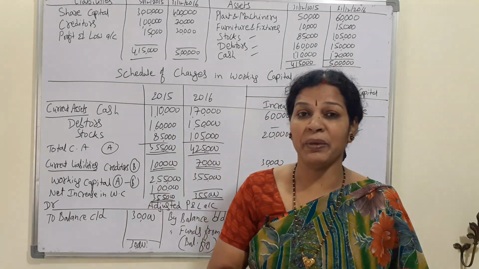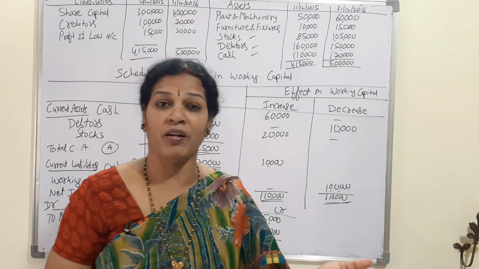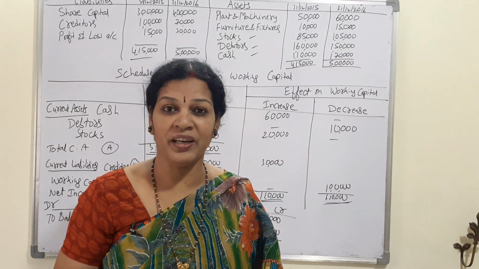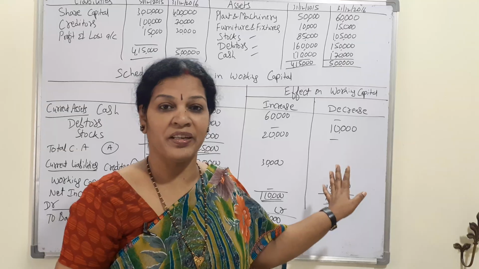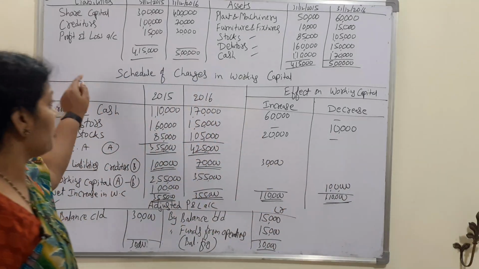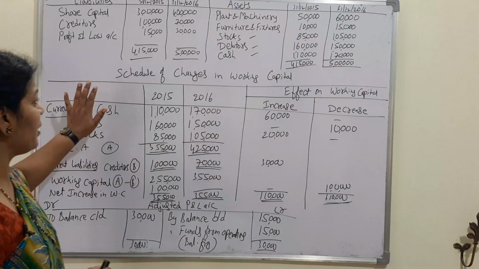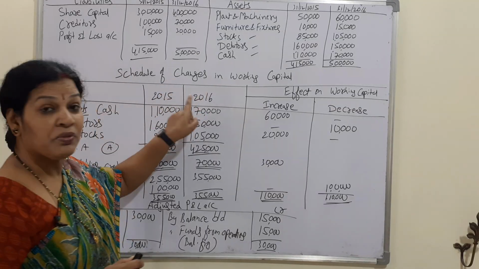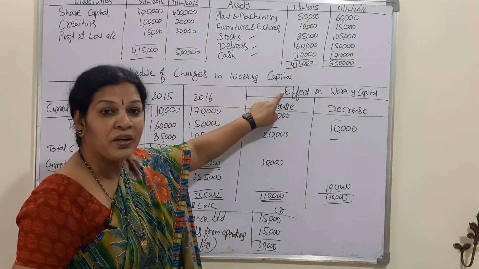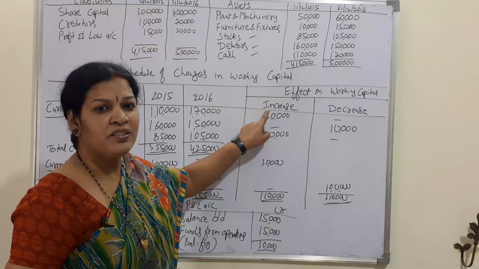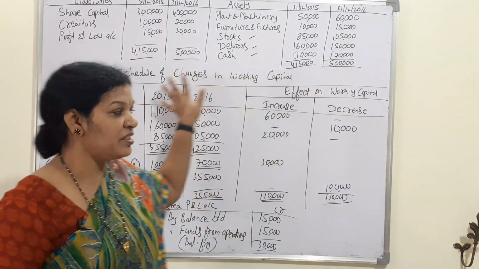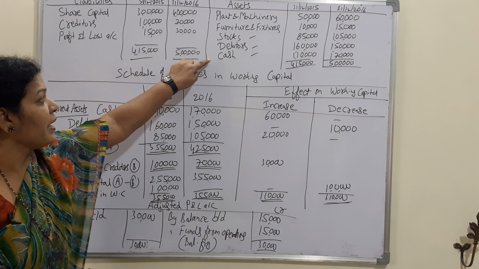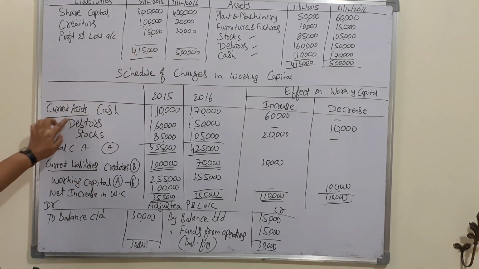That I have already prepared. Let me simply explain, because we have done a lot of problems related to the schedule of changes in working capital and you have a good idea. So just for your understanding, I have already prepared it. In the schedule of changes in working capital, what do you write? Particulars, 2015, 2016, and the effect on working capital, whether increasing or decreasing. These are the columns.